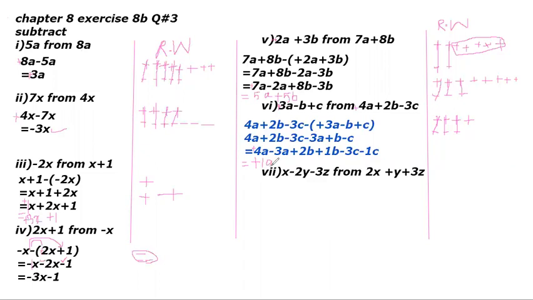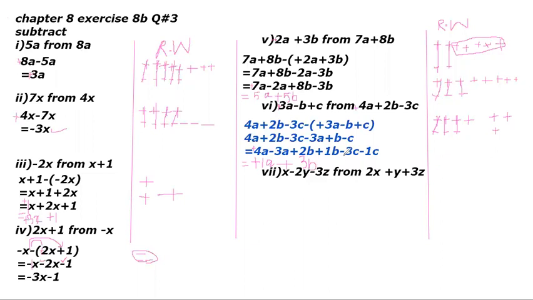We are dealing with the term whose variable is a, that's why it is positive 1a. Now the next is positive 2b and positive 1b. Positive 2b means that here I am doing positive 2 times, and positive 1b is positive sign 1 times. It will give us positive 3b. We are dealing with the variable b, so positive 3b.